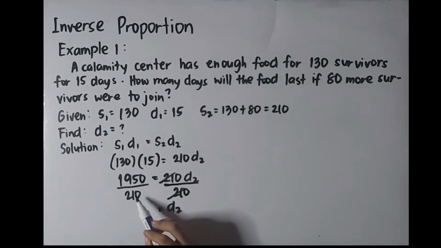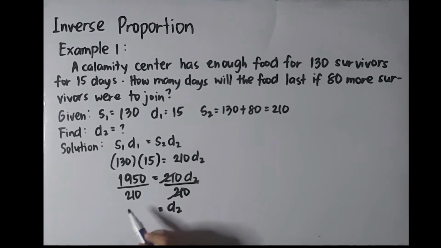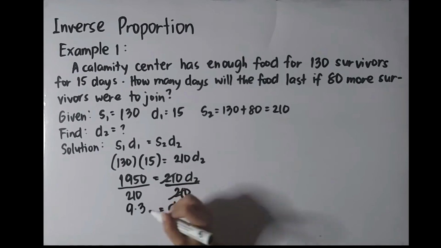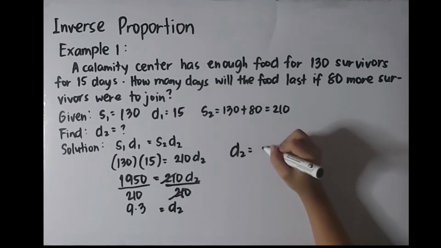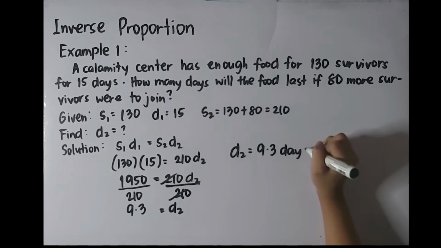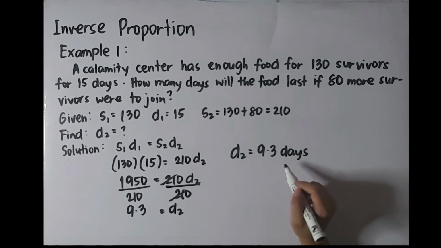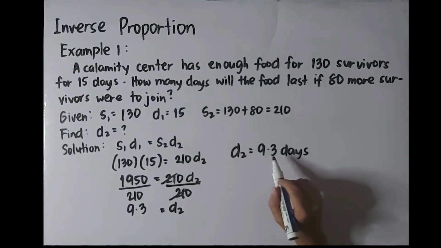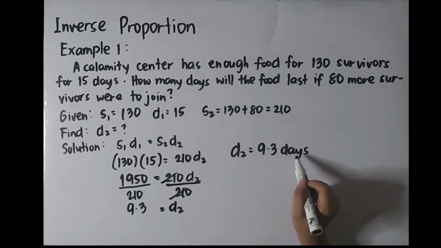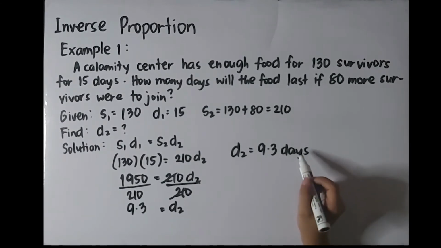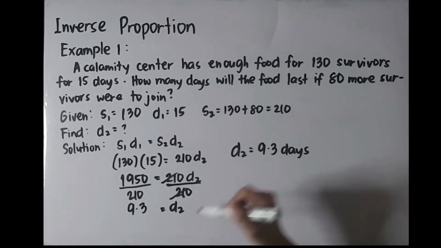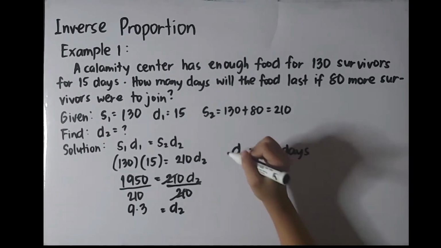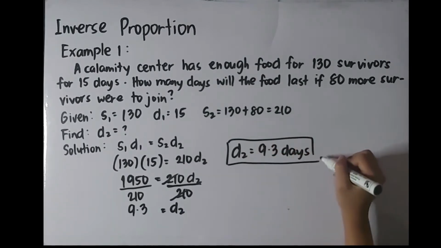1,950 over 210 equals 9.3 days. So our D2 equals 9.3 days, or the food will last for 9 and almost 1/3 of a day, or approximately 9 days, for the 130 plus 80 more survivors. So this is the number of days that the food will last.